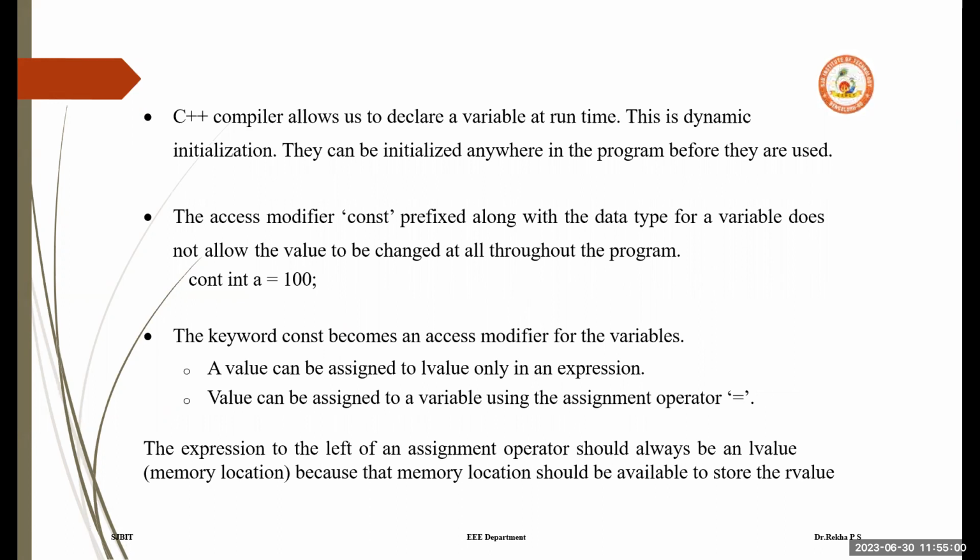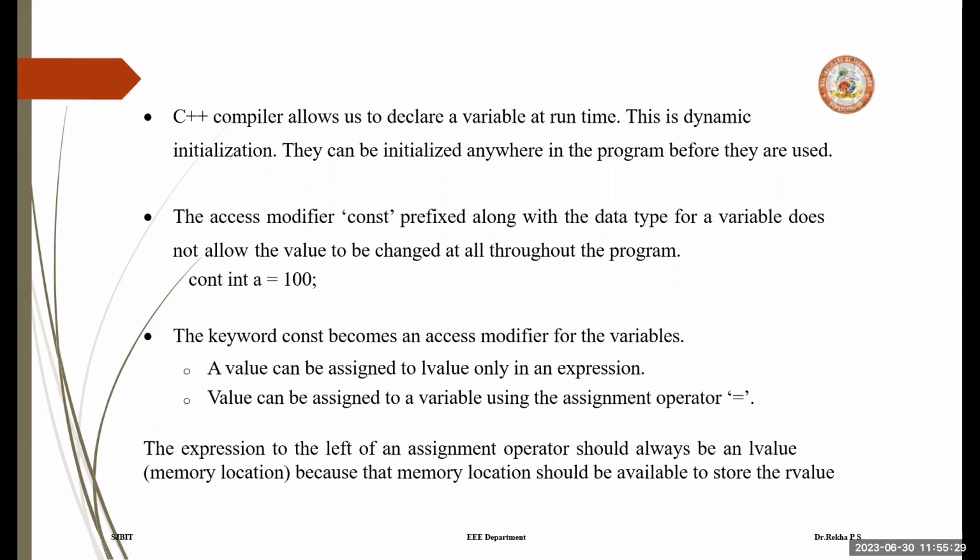The access modifier const, you can see here within quotes, written const prefixed along with the data type for a variable, does not allow the value to be changed at all throughout the program because we have made that a const. So const int a is equal to 100. Like this, you have to declare any variable if it remains to be constant. The keyword const becomes an access modifier for the variables.